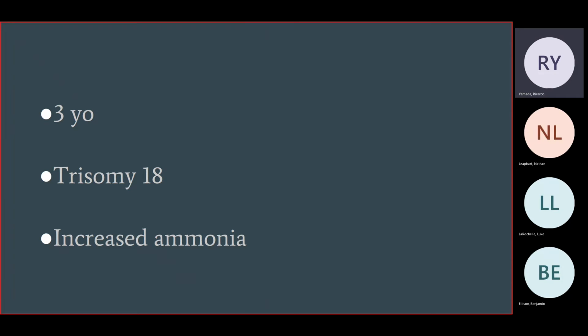Another patient, this was a 3-year-old patient with history of trisomy 18 and had increased ammonia levels based on lab work. And every time we have a patient with increased ammonia levels, we always think about some issues with the liver, that the liver is not clearing that ammonia, either because it's not working or because there was a bypass of blood leading the blood flow from the guts straight into the right atrium without passing through the liver.